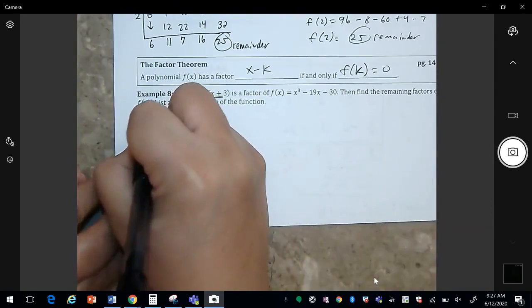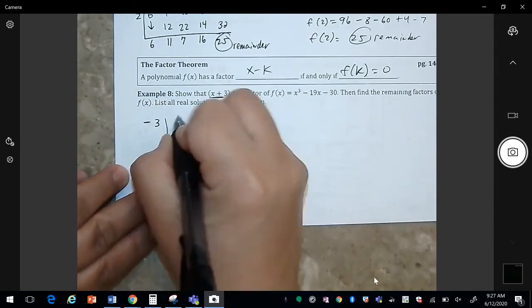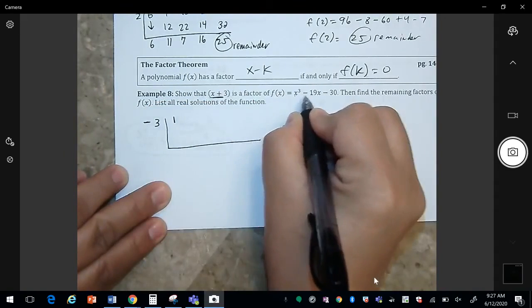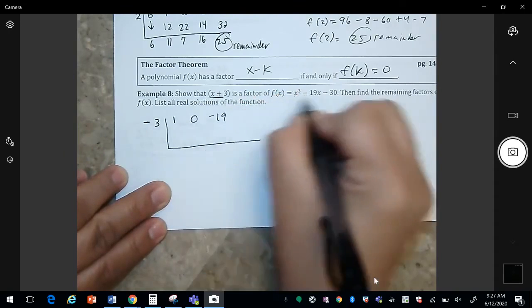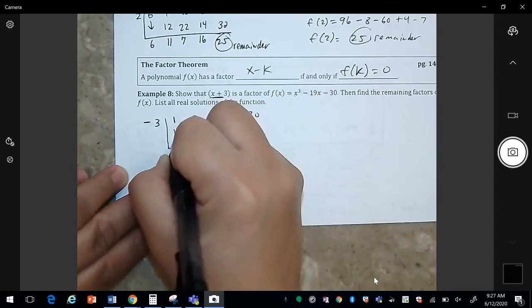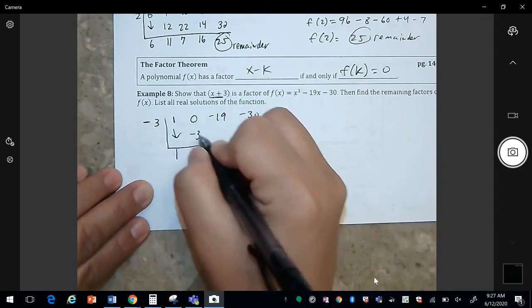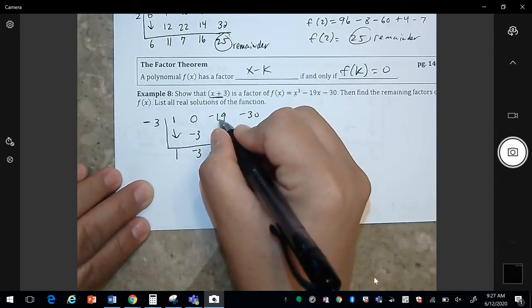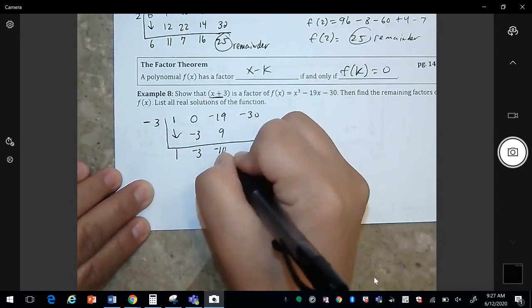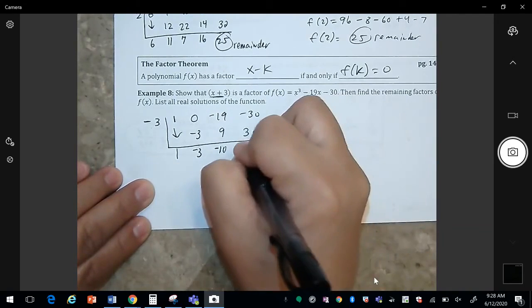Since I have a plus 3, I'm going to use a negative 3 here. My coefficients are 1. I don't have an x squared, so I'm going to use a 0. And then I have negative 19 and negative 30. Bring down the 1. Negative 3 times 1 is negative 3. Plus 0 is negative 3, times negative 3 is 9. Plus negative 19 is negative 10, times negative 3 is positive 30. And so we get a 0.